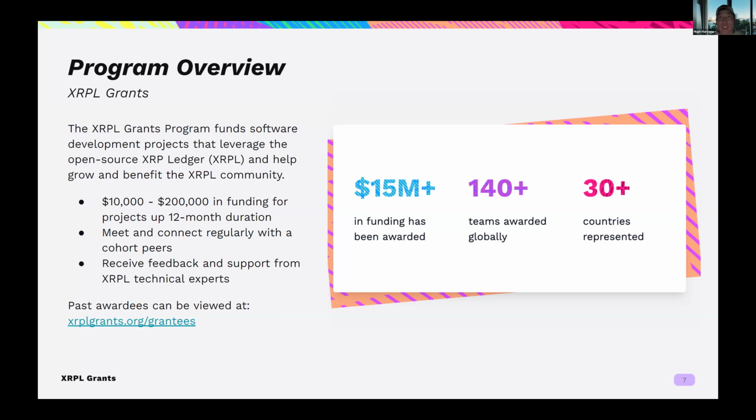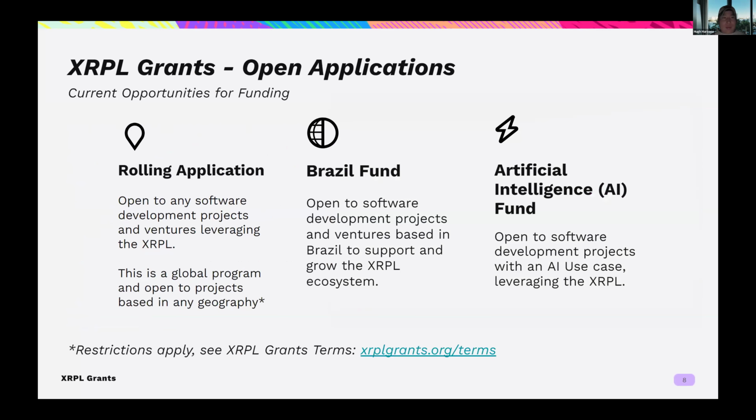To date, we've funded a wide variety of projects. I think the number is now over 145 teams that we've awarded globally, from all over the world: Vietnam, Singapore, Europe, all of these places. We have so many awardees, and you can check out some of our past awardees on our website at xrplgrants.org/grantees.